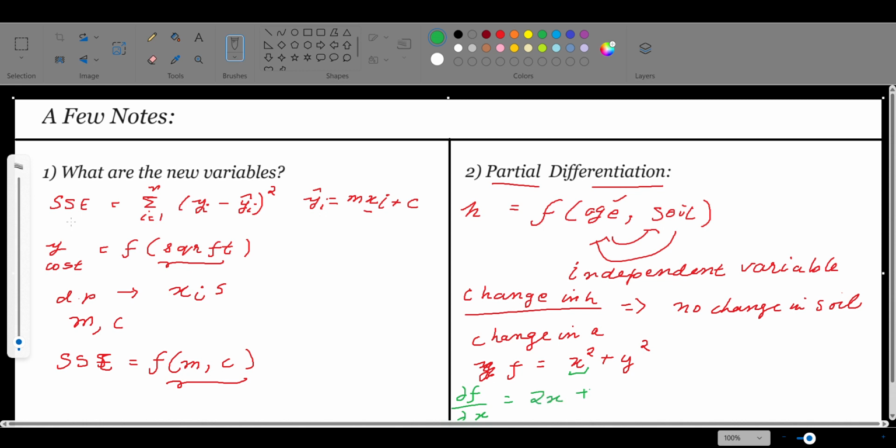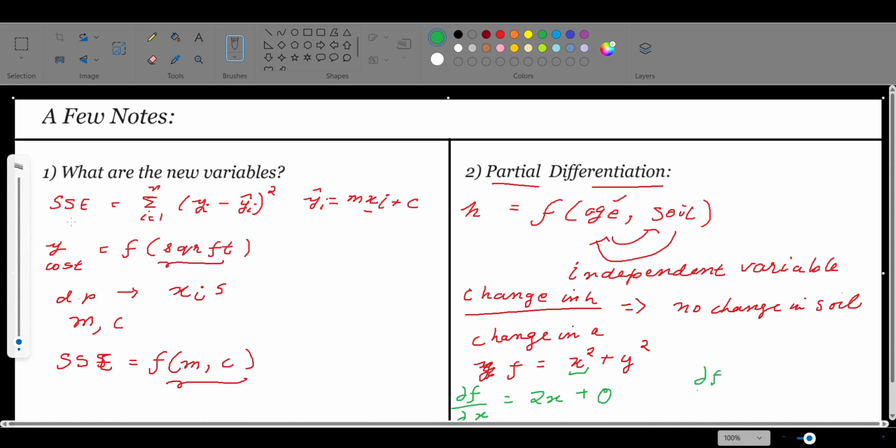But y square is a constant because we are assuming that x and y are independent of each other and y does not change with respect to x. Therefore, you could say that y being a constant, when differentiated with respect to x, will be equal to 0. Like if you had found the derivative of mx plus c with respect to x, c would have become 0. So y square plays the same role over here.